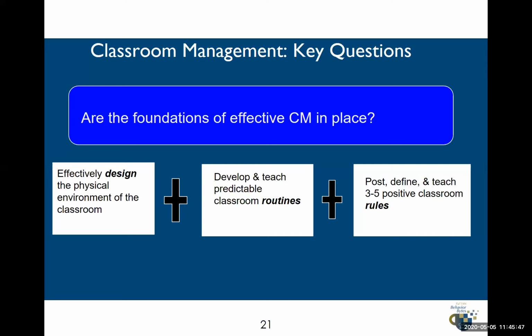Have you developed and posted your classroom rules? And one of the things we like to talk about with classroom management plans is that your 3 to 5 positively stated rules would be the same as your school-wide rules. They wouldn't be different for the classroom. So if your school-wide rules were, we are ready, responsible, and respectful, those would also be your classroom rules.